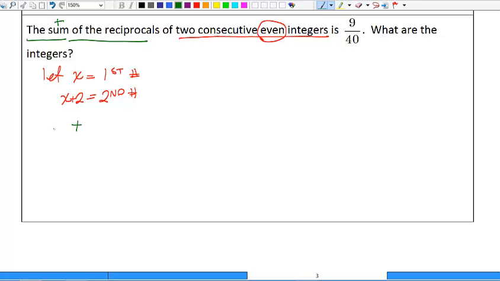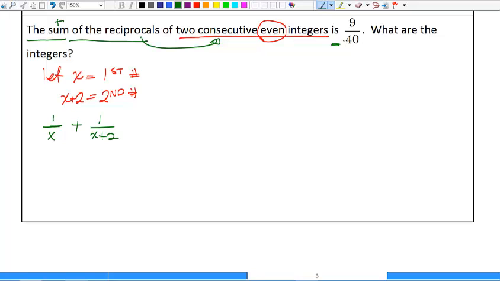Of the reciprocals. Okay, so I know what a reciprocal is. The reciprocal is 1 over. And what are we reciprocating? Oh, that's right, the two things that we don't know, the two consecutive even integers. So my first number is x, so the reciprocal will be 1 over x. My second number is x plus 2, so the reciprocal is going to be 1 over x plus 2.